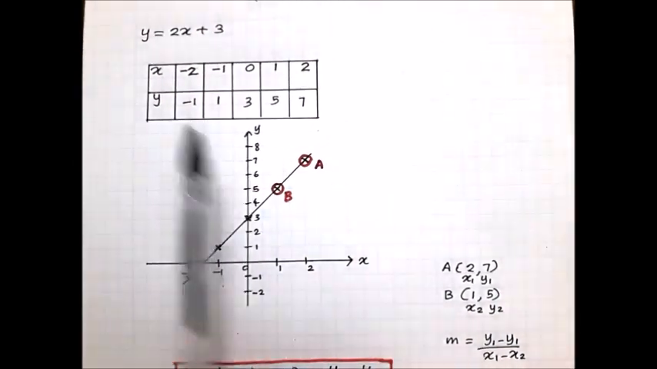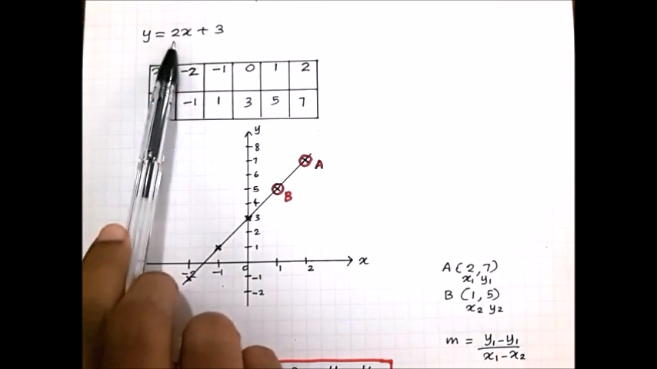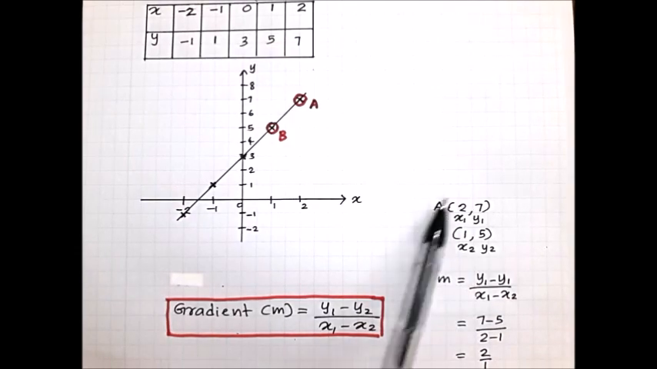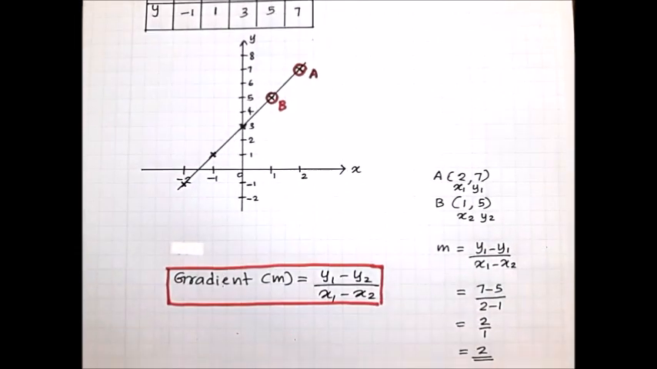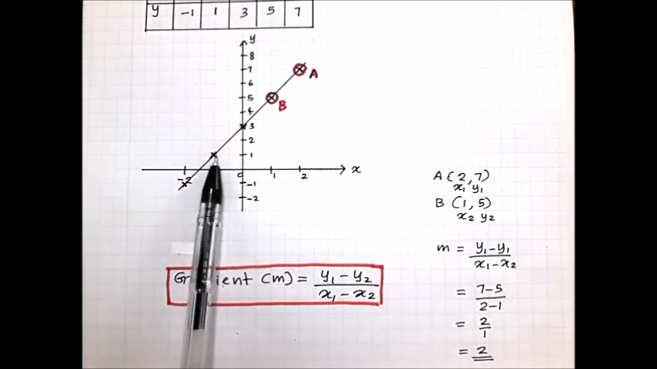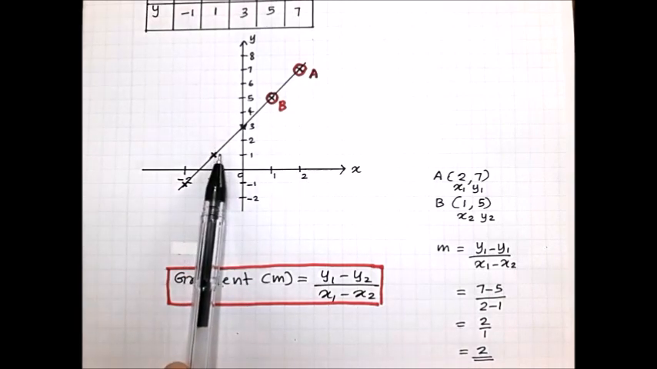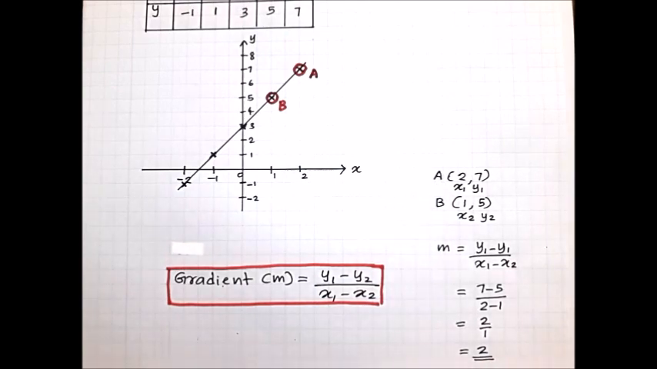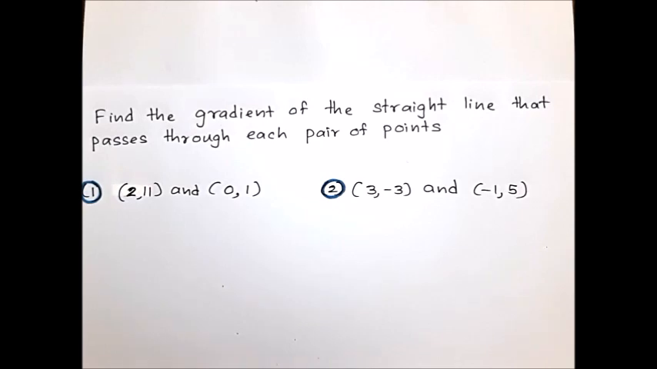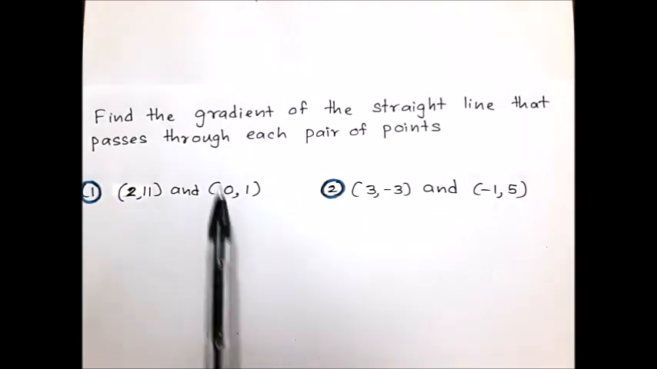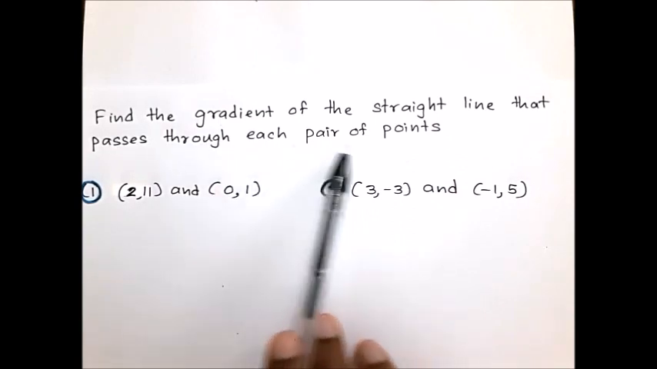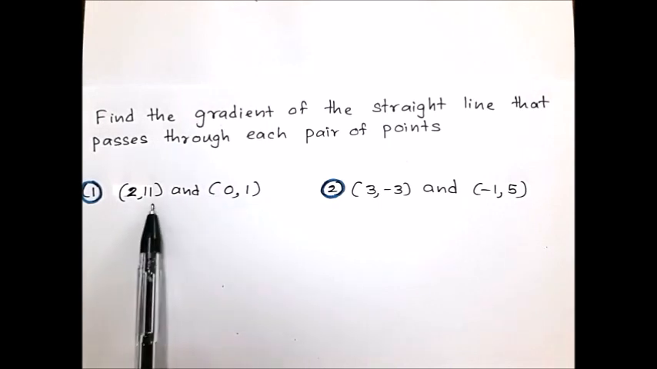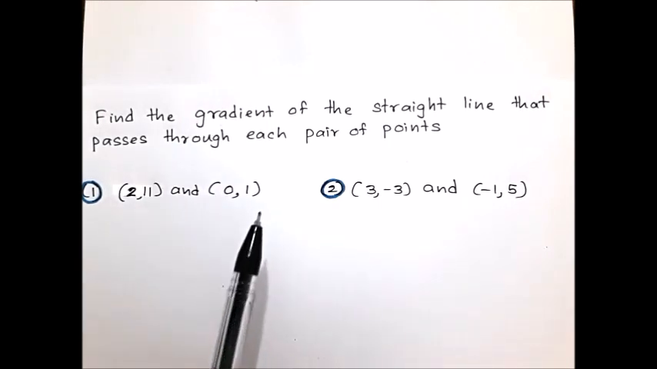Now look at the equation again. Here the gradient is also 2. If you are given the coordinates of any 2 points, by using these 2 points you can find the gradient without drawing the graph. Let's start to find gradients. Find the gradient of the straight line that passes through each pair of points, without drawing the graph.